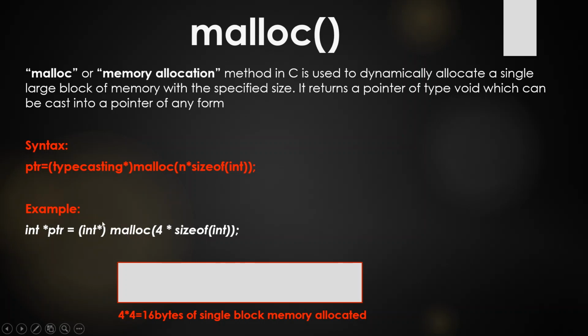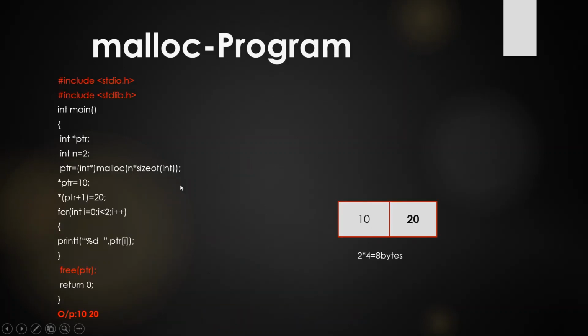This void pointer will be typecasted to an int pointer, since we have taken an int pointer here. Malloc will return a void pointer and will typecast into an int pointer since we have taken an int pointer. Clear? Malloc. Overall, malloc is used for creating a single block of memory dynamically in the heap. Clear? Example program of malloc.